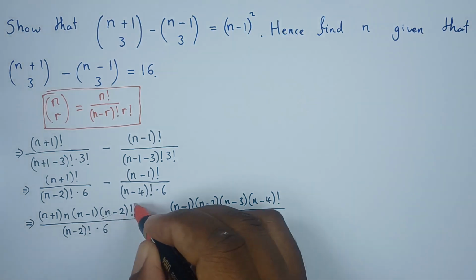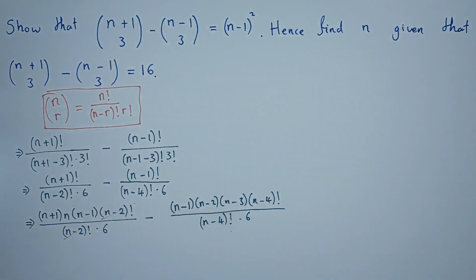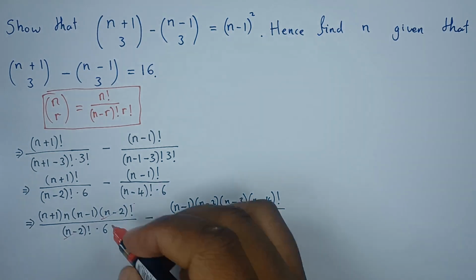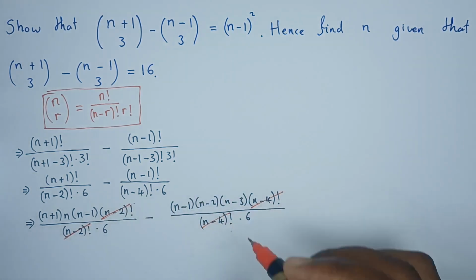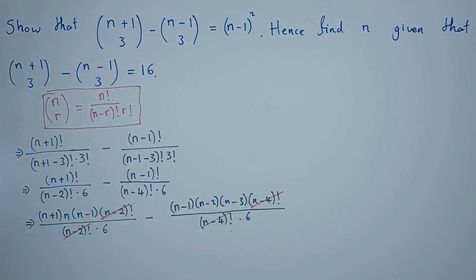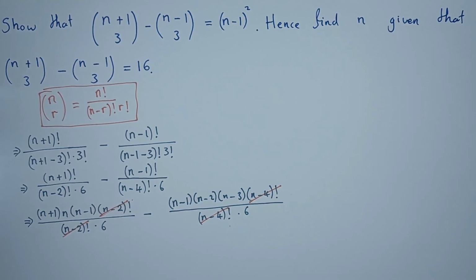So this cancels with this. This cancels with this. Also, this cancels with this, so that we can simplify it further. Let's see what we remain with. What remains here, we have n plus 1, n minus 1, and same thing here. We can see that one of these is common, and at the same time, the 6 is common.